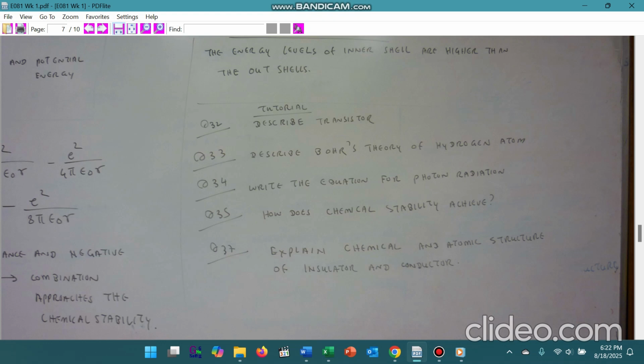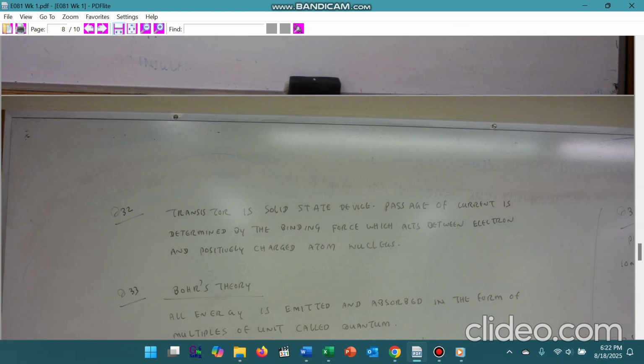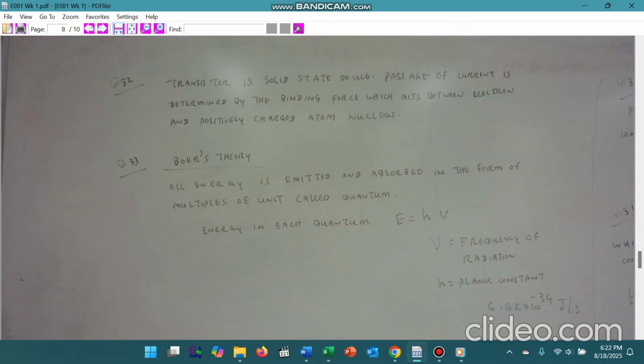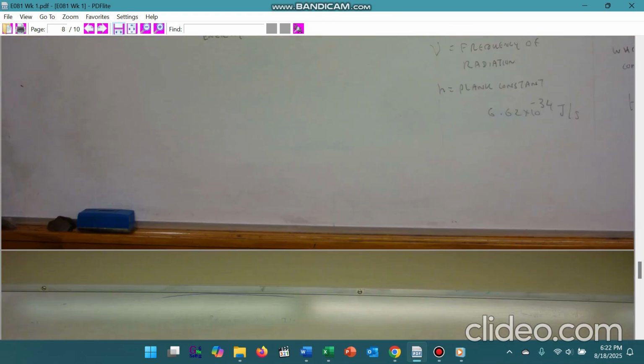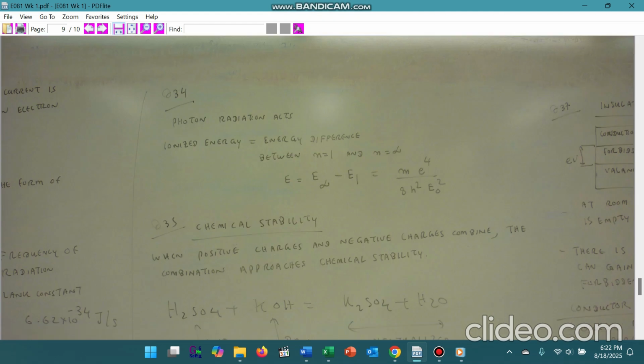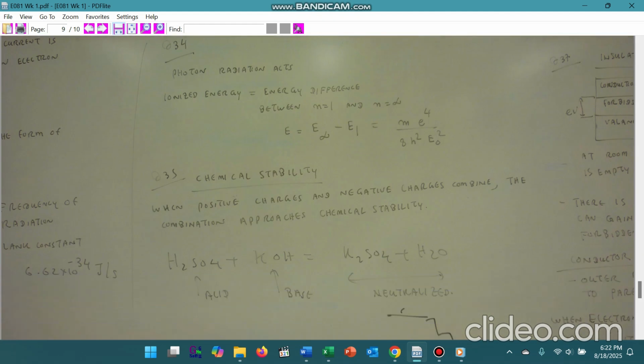So neutralized properties can happen. In this case, normally the positive charges and the negative charges are combined. The combination approaches chemical stability. That chemical stability effect can also be explained by quantum theory, and the electromagnetic interaction or charge interaction can be explained.